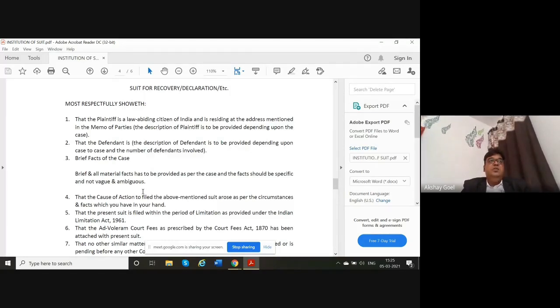Now you also need to see whether the suit you are filing is within the period of limitation. The period of limitation is defined as per the Limitation Act. It depends on a case to case basis. Like in the case of a suit for specific performance, it can be filed within 1 year where the specific performance is to be done for sale of a particular product, and if it is not done, it has to be filed within a period of 3 years where there is a transaction of immovable properties.